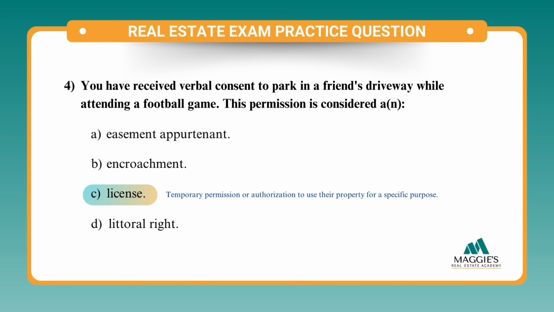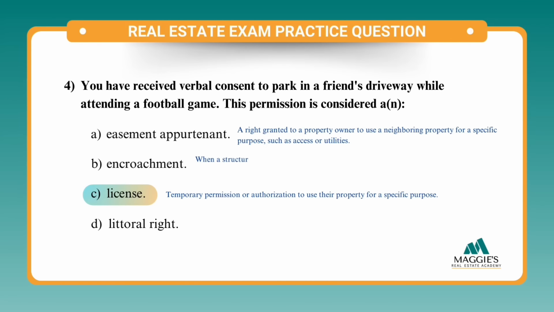Now, let's talk about the other ones. Remember, an easement appurtenant is a right that's granted to a property owner to use a neighboring property for a specific purpose, such as access or utilities. It's a more formal and permanent arrangement than a license and typically involves 2 adjoining parcels of land, not just temporary permission. All right, so what's an encroachment?